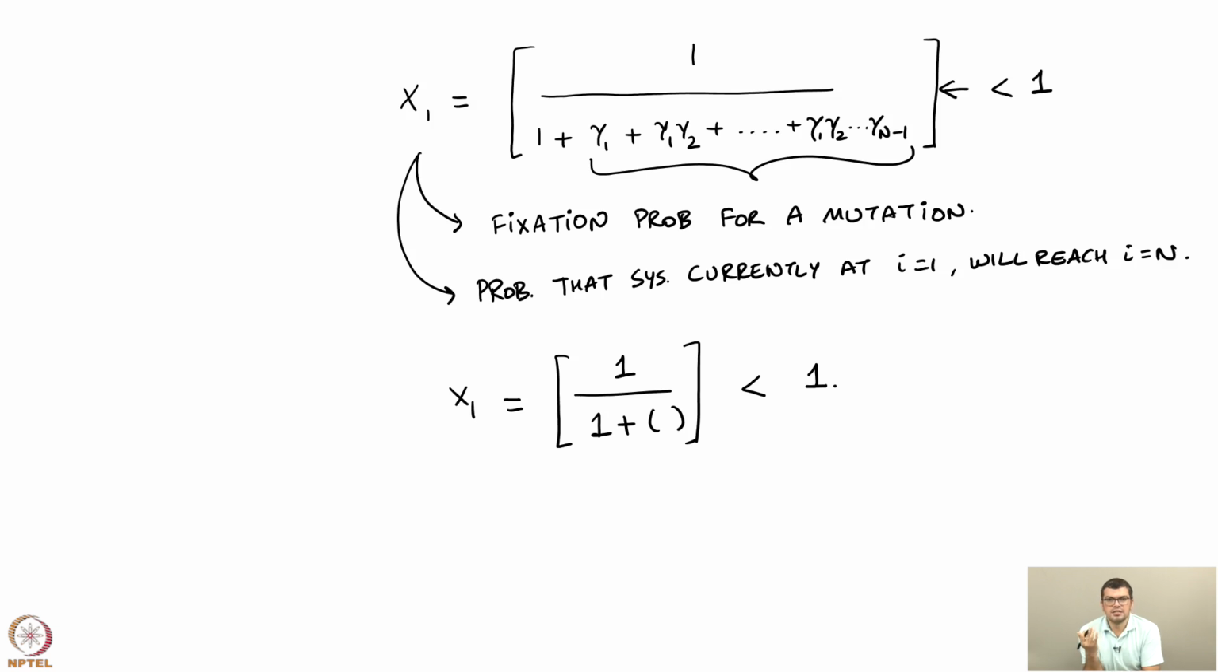However, this obviously does not tell us by how much, how small this quantity is as compared to 1. Is it 0.99 or is it 0.01? And that is our goal in this lecture, that we want to arrive at the precise expression which helps us quantify this fixation probability. So, for that, all we need is these ratios gamma I, where gamma I was beta I upon alpha I.